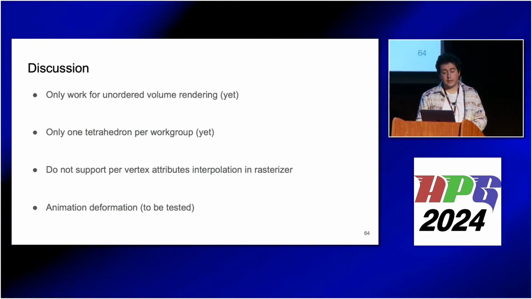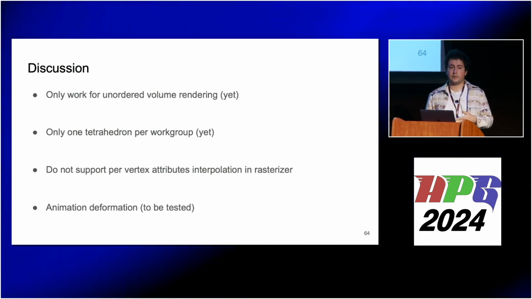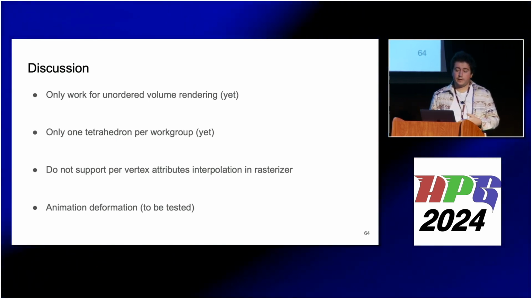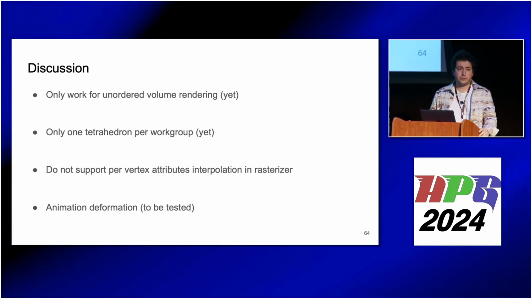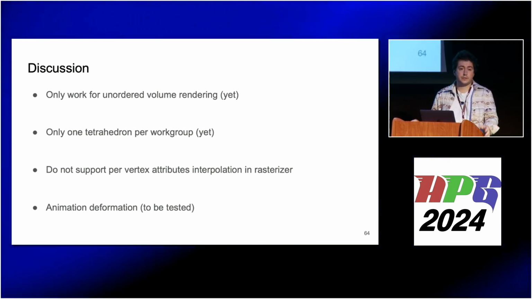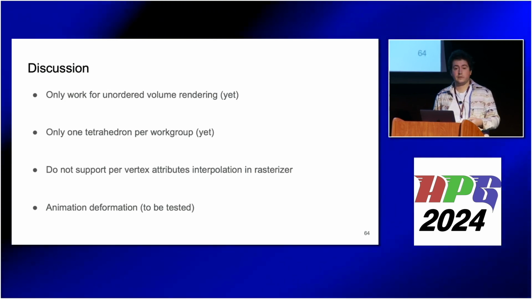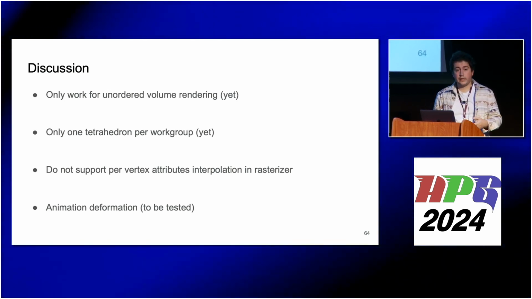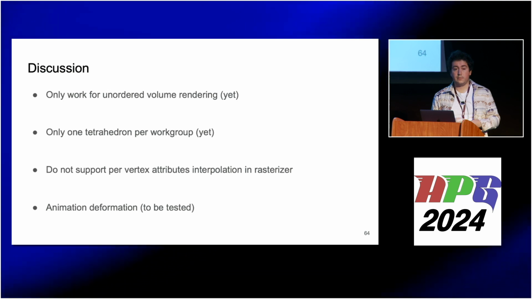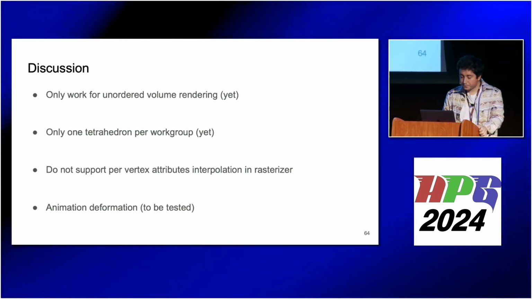Another limitation is that we only handle one tetrahedron per work group in the mesh shader at the moment. This might be just due to our implementation, as we do not yet have access to meshlets for tetrahedra like we have for surfaces. And so loading multiple tetrahedra might have had an issue while testing.